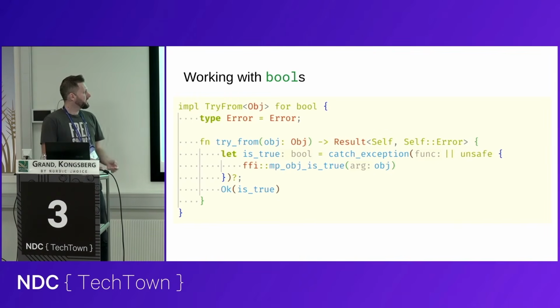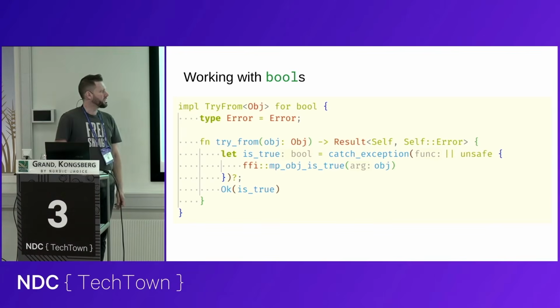We still, again, have a risk of an exception here, especially when someone is implementing a custom dunder bool method in Python that may be buggy, may have some exception. So it can happen that an exception is raised here.